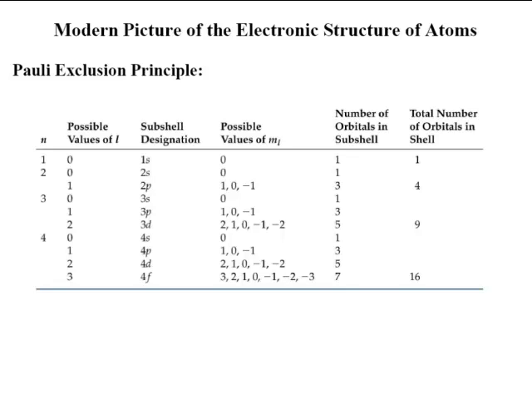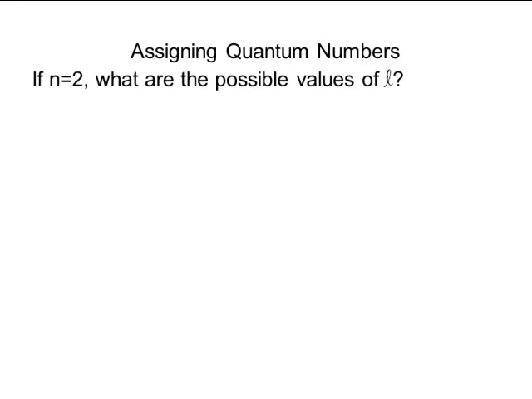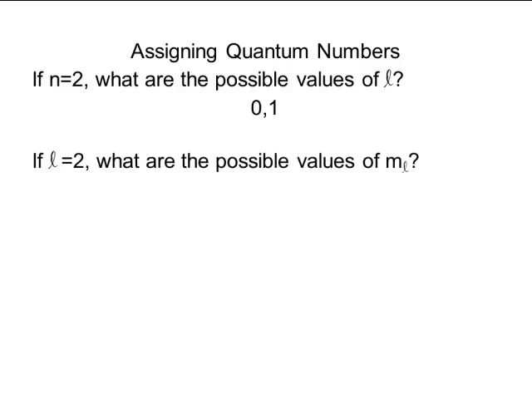So let's run through assigning some of these quantum numbers. If I have n equals 2, what are the possible values of L? L could be 0 or 1. 0 represents S, 1 represents a P subshell. What if I have an L value of 2? What possible values of m sub L could I have? First, if L equals 2, what subshell do I have? It's D, a D subshell.